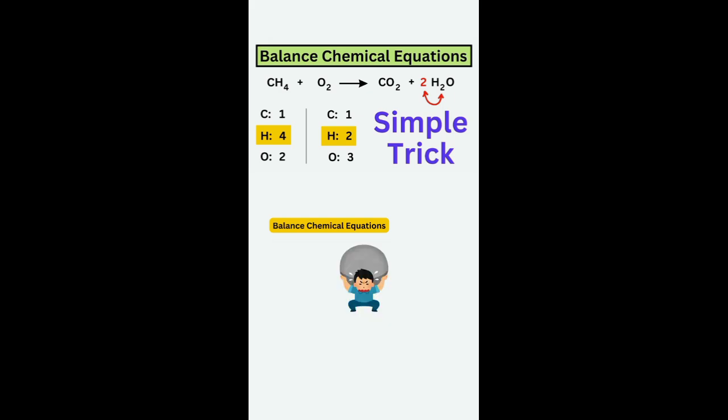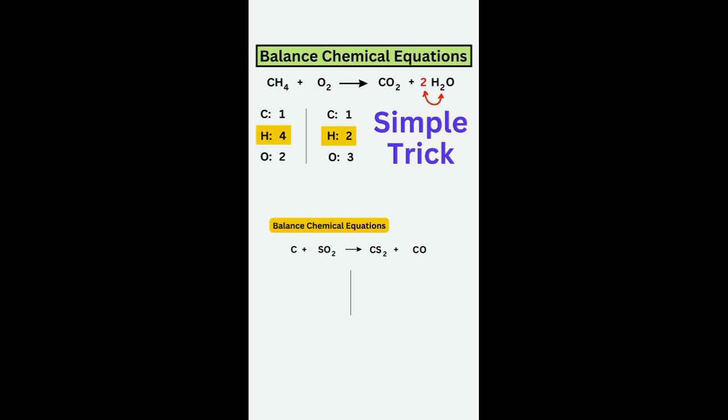Finally, let us solve a difficult problem in order to become a pro in balancing chemical equations. The unbalanced equation is carbon plus sulfur dioxide gives carbon disulfide plus carbon monoxide. You know the drill. Let us count atoms on both sides.